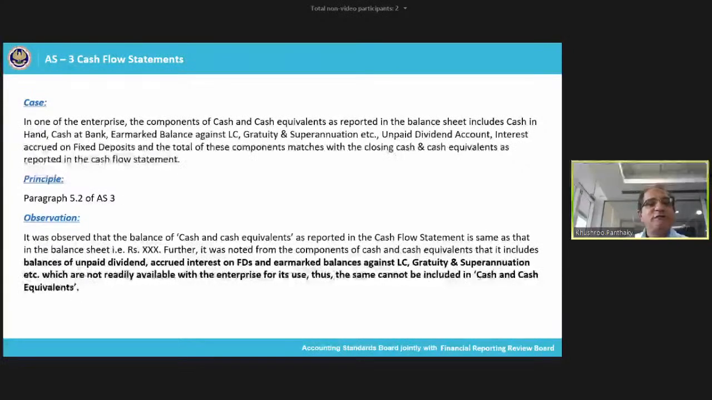The balance of cash and cash equivalents reported in the cash flow statement is the same as in the balance sheet. It was noted that the components of cash and cash equivalents include unpaid dividend, accrued interest, and earmarked balances against LCs, gratuity and superannuation amounts, which are not readily available to the enterprise for its use. Therefore, they should not be disclosed as part of your cash and cash equivalents at the end of the year. The point I am driving at is that whatever is not easily available for use, whatever cannot be used for the purposes of business, whatever is part of a lien, whatever is earmarked for a particular purpose, need not be disclosed as part of your cash and cash equivalents at the end of the year. Or you need to make an appropriate disclosure so that this comes out openly in the financial statements.